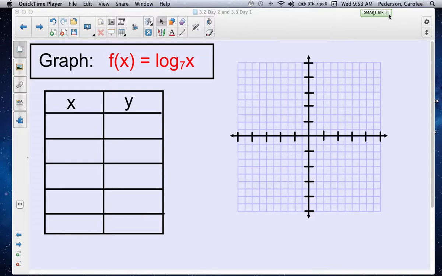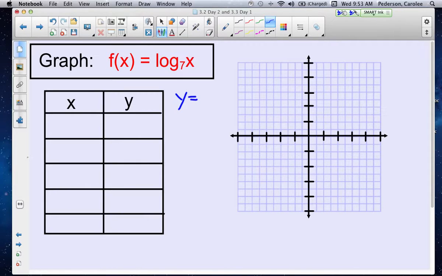So let's talk about if I graph y equals, and what would its inverse be? 7 to the x. So if I substitute 0 in for x, I get 1. If I substitute 1 in for x, I get 7. I'll just focus on those two ordered pairs.